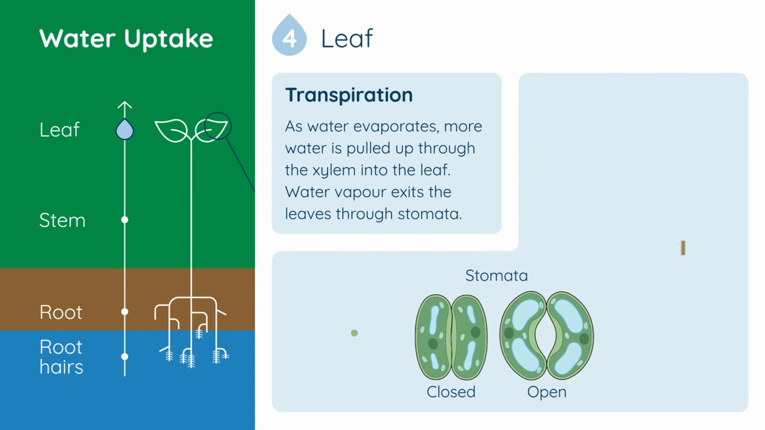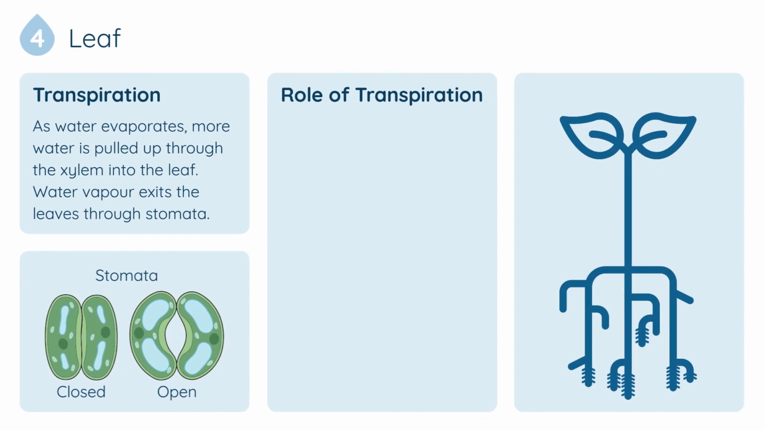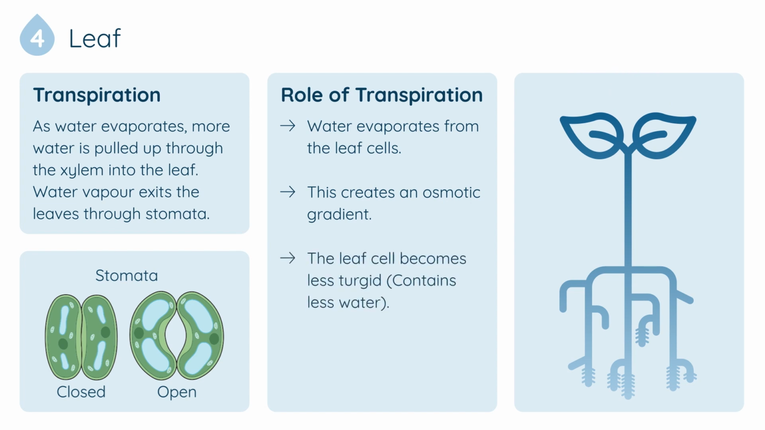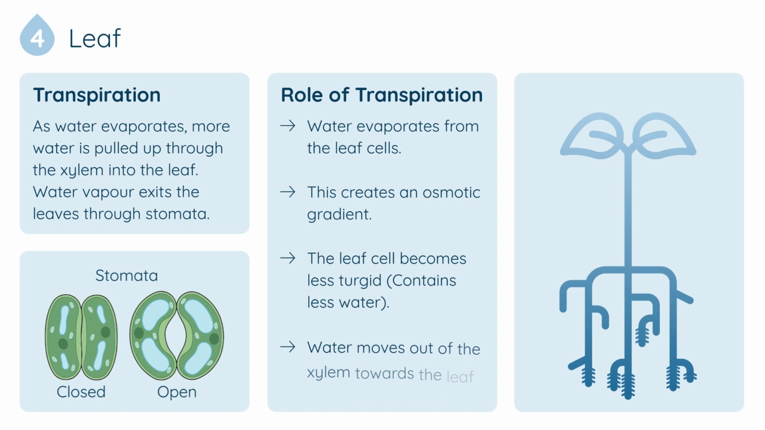So let's take a more detailed look at the role of transpiration now. Water evaporates from the leaf cells in transpiration, and this creates an osmotic gradient. The leaf cell becomes less turgid, meaning it contains less water, and this causes water to move out of the xylem towards the leaf cells.